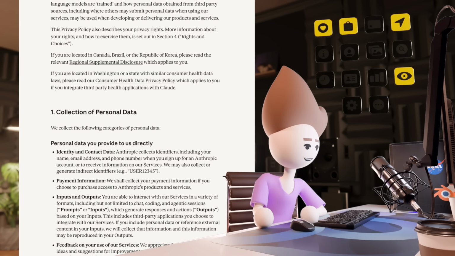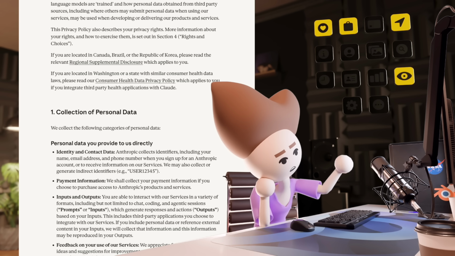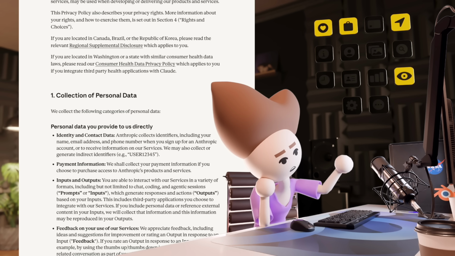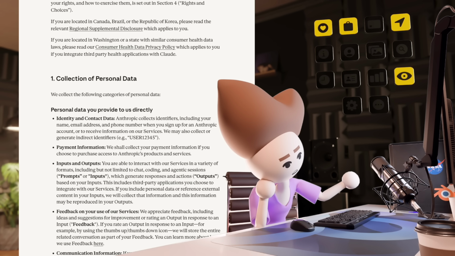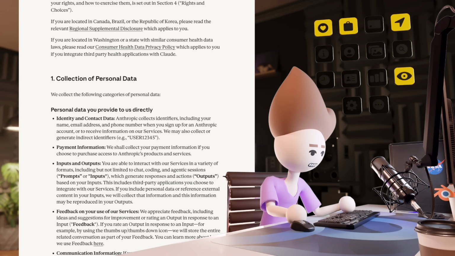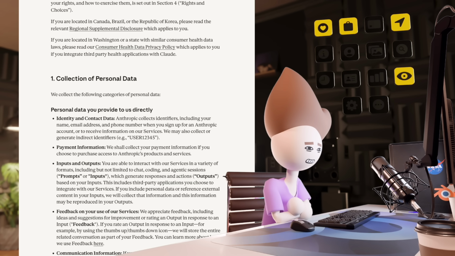1. We collect the following categories of personal data. Personal data you provide to us directly. Identity and contact data. Anthropic collects identifiers, including your name, email address, and phone number when you sign up for the Anthropic account or to receive information on our services. We may also collect indirect identifiers, for example, user12345. So we can mark this both off as identifiers and contact info.